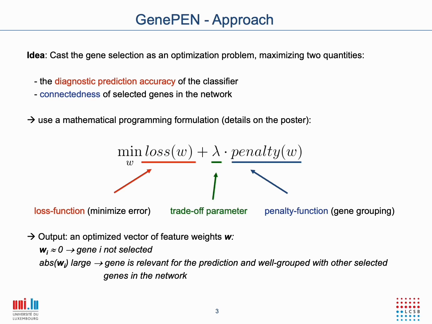As an output, the mathematical programming approach will provide an optimized vector of feature weights omega, where components of the vector are set to 0 if the corresponding gene is not selected. If the absolute weight of a component is large, the corresponding gene is relevant for the prediction and well grouped with other selected genes in the network.